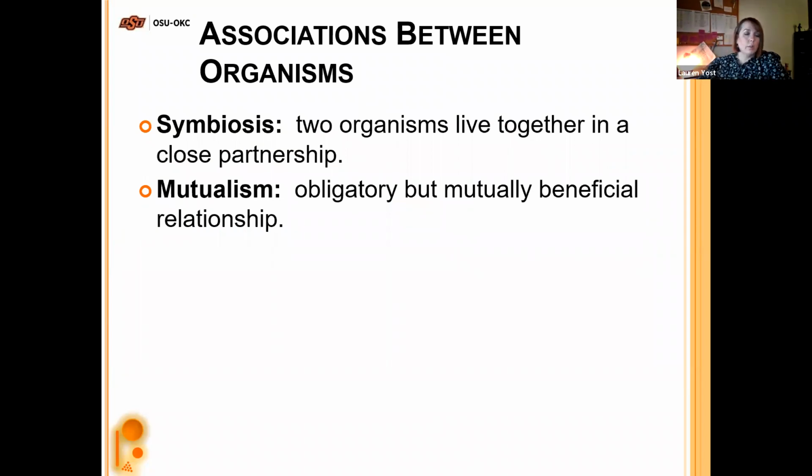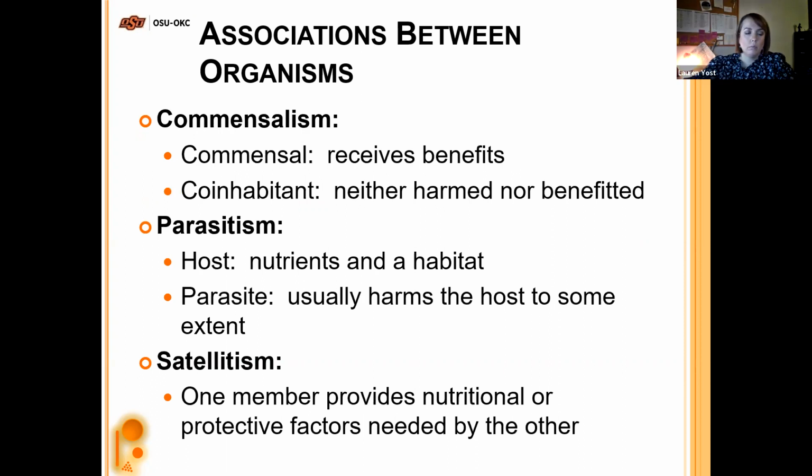So going through these a little bit more in detail, symbiosis: two organisms live together in close partnership. That's all symbiosis means. Your lives are intertwined somehow. Somebody requires being there, though. Mutualism means you have an obligatory but mutually beneficial relationship. Obligatory, like obligate anaerobes. It has to happen, it has to be that way. It's required. Commensalism: the commensal is the organism that receives the benefits, and the other one is not harmed or benefited. The word for that other one is co-inhabitant. Okay.